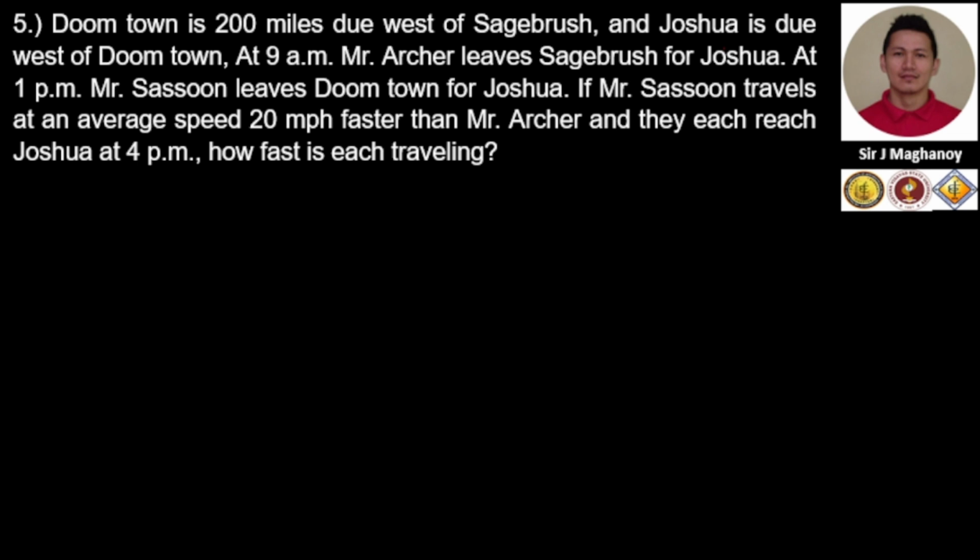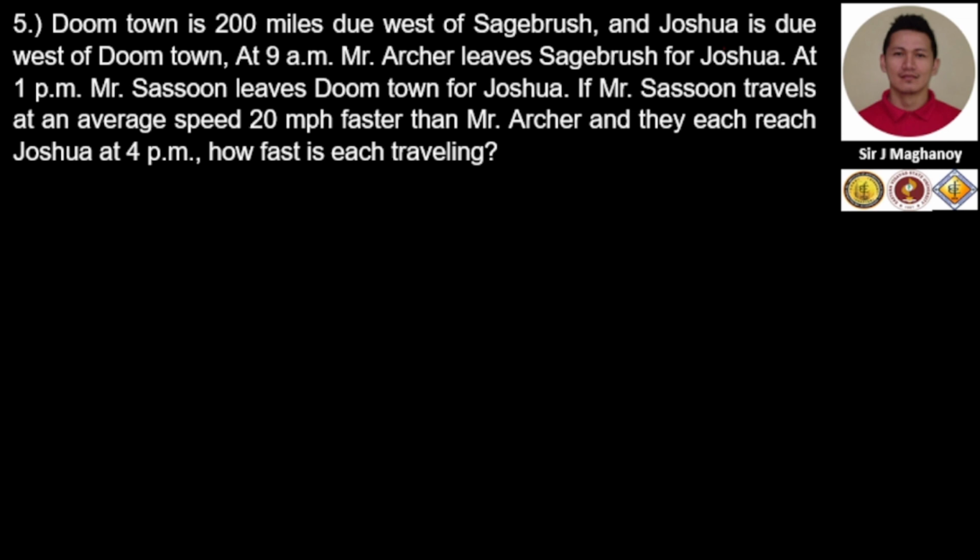Doomtown is 200 miles due west of Sagebrush, and Joshua is due west of Doomtown. At 9 a.m., Mr. Archer leaves Sagebrush for Joshua. At 1 p.m., Mr. Sassoon leaves Doomtown for Joshua. If Mr. Sassoon travels at an average speed of 20 miles per hour faster than Mr. Archer, and they each reach Joshua at 4 p.m., how fast is each of them?